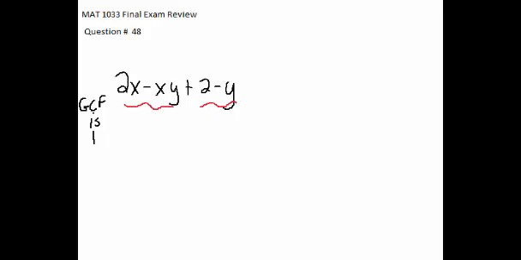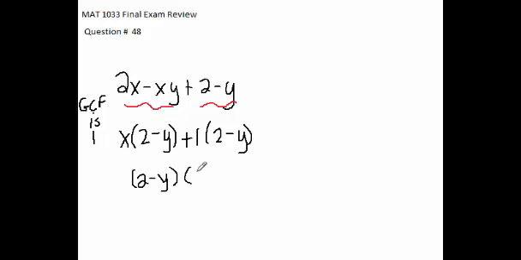So we're going to group these terms in pairs and factor out the GCF for each pair. So the x would be the greatest common factor of the first two terms, and then the second two terms would be 1, so plus 1 times 2 minus y. And now we've written 4 terms as 2 terms, and the GCF of these 2 terms would be the 2 minus y. So we factor out 2 minus y, multiply that times the x plus 1, the product would be the original polynomial.